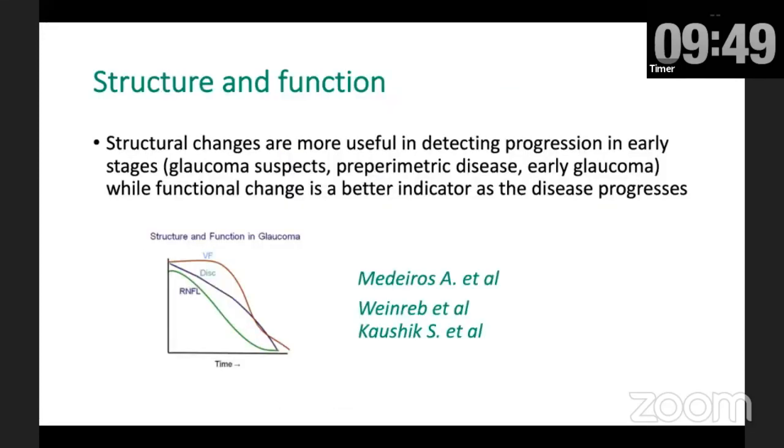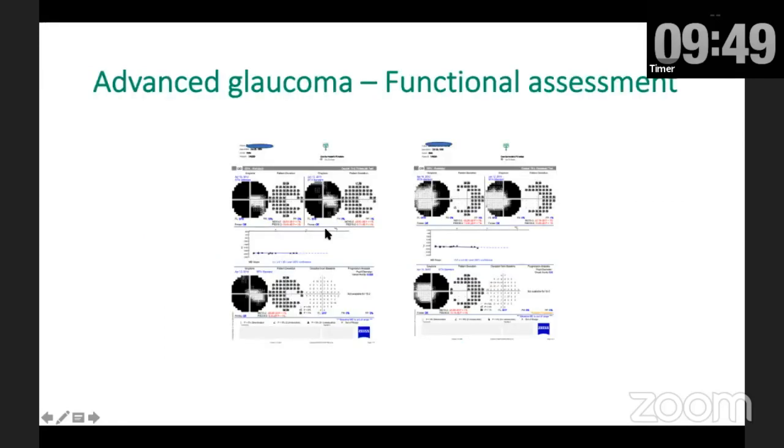So structural changes are more useful in detecting progression in the early stages, as I just showed you, whether they are ocular hypertensive suspects or pre-perimetric glaucoma patient eyes. But functional change is always a better indicator when you're dealing with advanced disease.